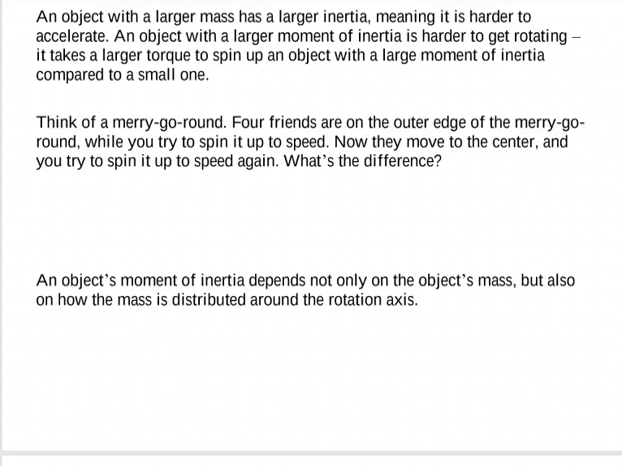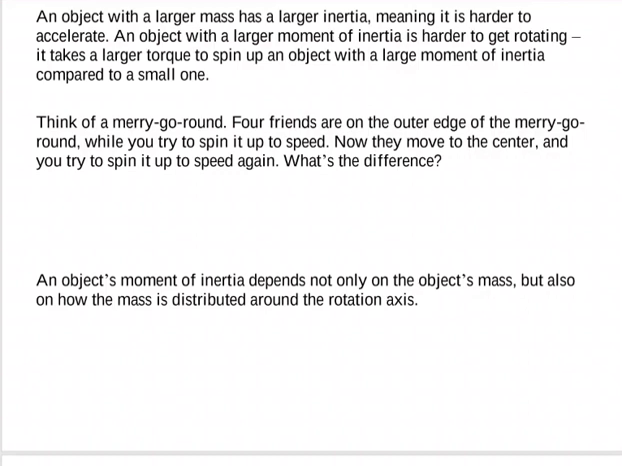So think of a merry-go-round now. 4 friends are on the outer edge of the merry-go-round while you try to spin it up to speed. Now they move to the center and you try to spin it up to speed again. Have you guys played on a merry-go-round before? It's been a long, long time, yeah. What's the difference, though? Well, if they're on the outside, it's harder to get it going. That's right. And then they all move to the inside, and now it's easier to get it going.